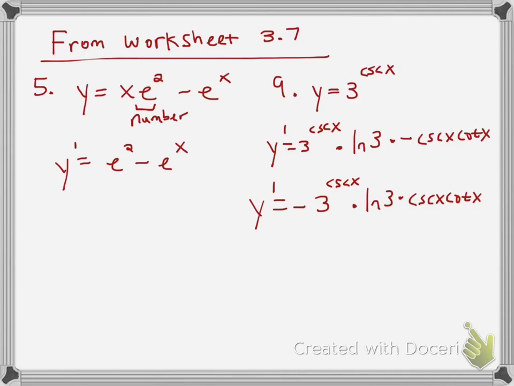Now some of you are like, well, why do we have to do this stuff? Remember, we're taking derivatives. Derivatives give us information. Derivatives give us slope. Basically, if you would have graphed 3 raised to the cosecant of x and took a bunch of slopes all over that curve, this derivative function would give us every single slope at every single point. So if you need to pause, write that stuff down. I'm going to move on to the next page.